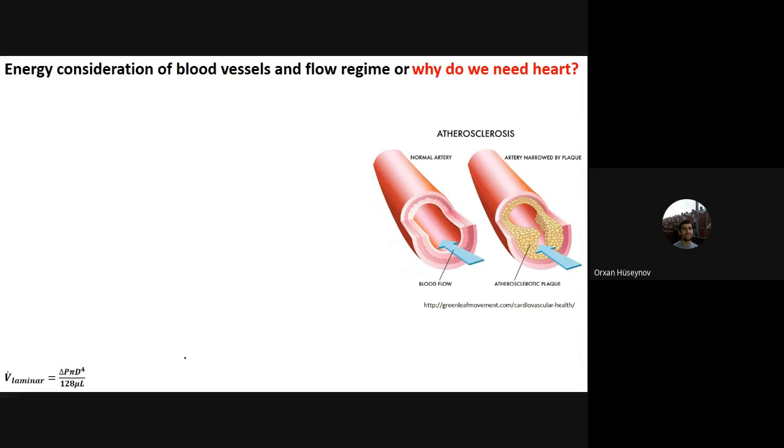Now let's go back to the energy consideration of the blood vessels and the flow regime, or why do we need heart? This is the essence of today's lecture. So these are the introductions. I will start with the plaque in the blood. You can see this one is normal blood, with no obstruction. This one is the obstacle, and that obstacle is called the plaque. So first we will start with Bernoulli's principle, then we will talk about why we need heart, and then the flow rate, which is the delta P. This is the Poiseuille equation, which is a very important equation.